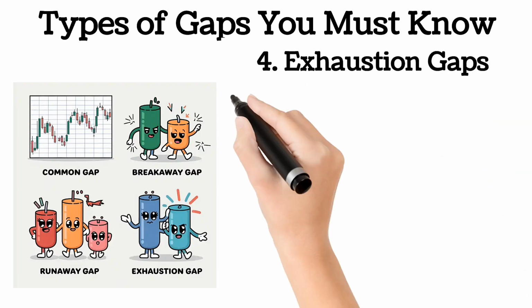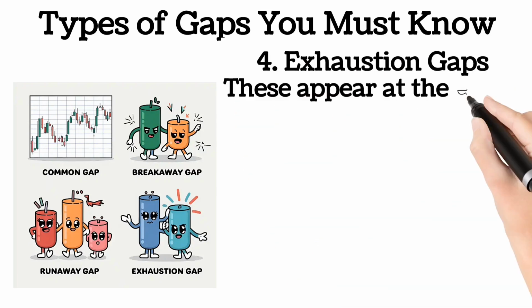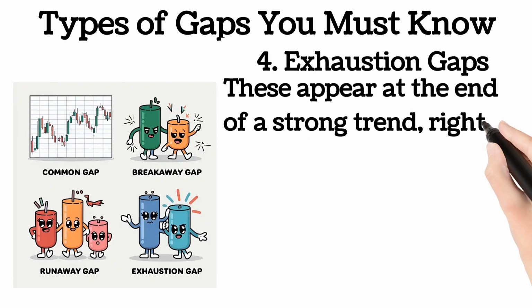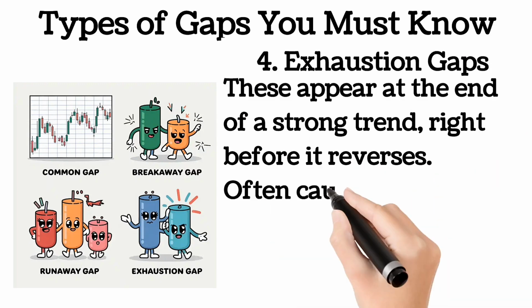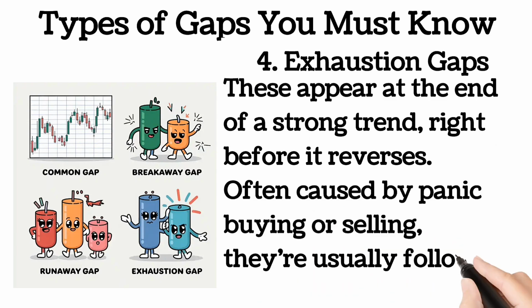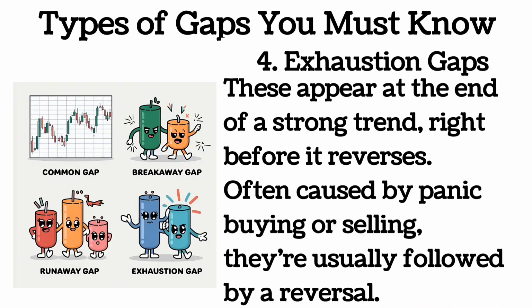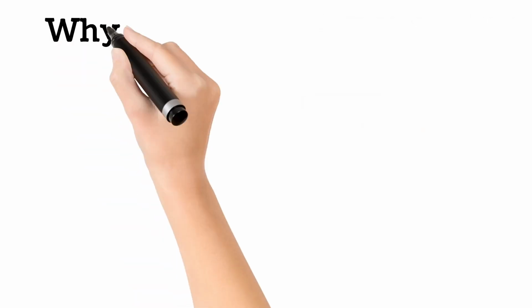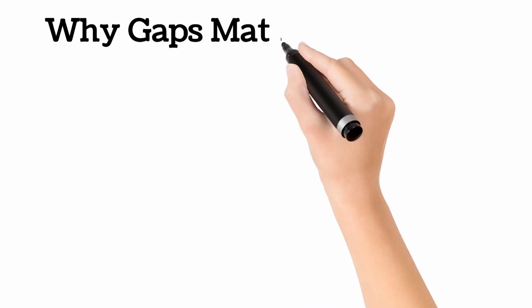4. Exhaustion gaps. These appear at the end of a strong trend, right before it reverses. Often caused by panic buying or selling, they're usually followed by a reversal. These are high risk if not identified correctly. Trade with caution.